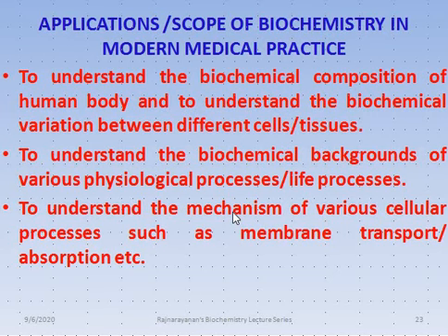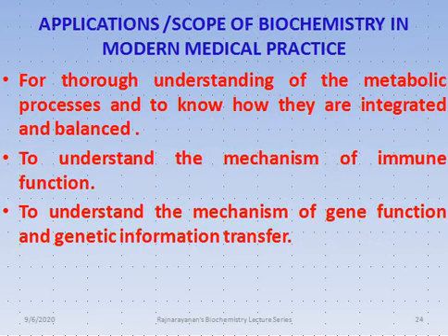Biochemistry helps to understand the mechanism of various cellular processes such as membrane transport, absorption, etc. Biochemistry helps for thorough understanding of the metabolic processes and also to know how they are integrated and balanced. Biochemistry helps to understand the mechanism of immune function. There is a separate branch called immunobiochemistry. Biochemical knowledge also helps to understand the mechanism of gene function and genetic information transfer.